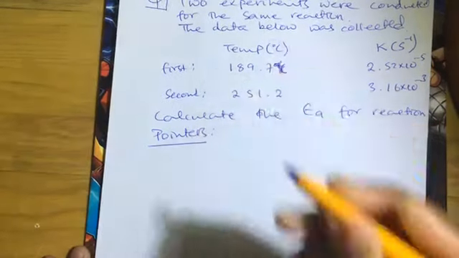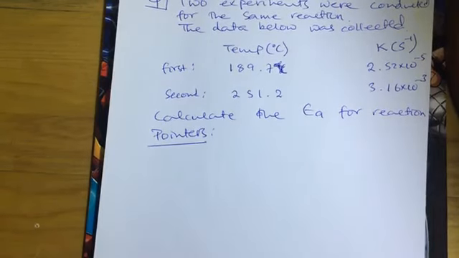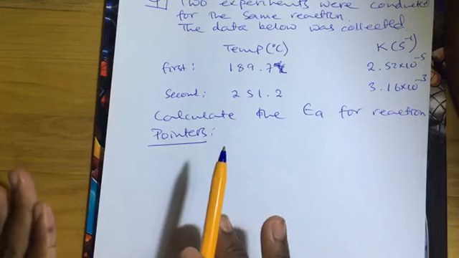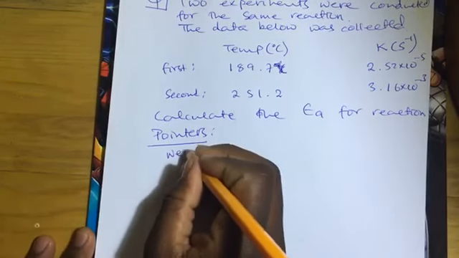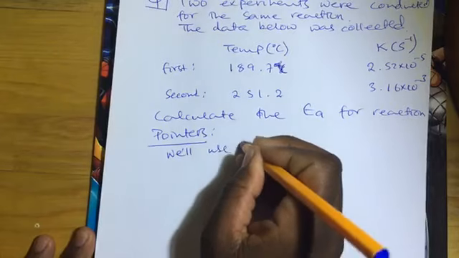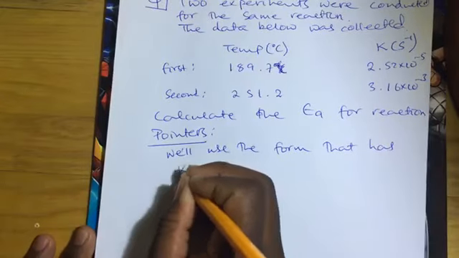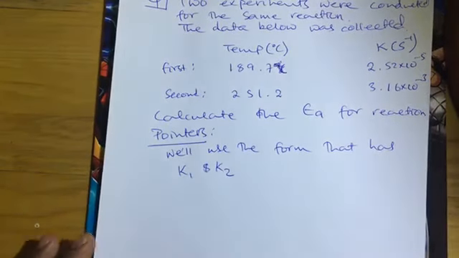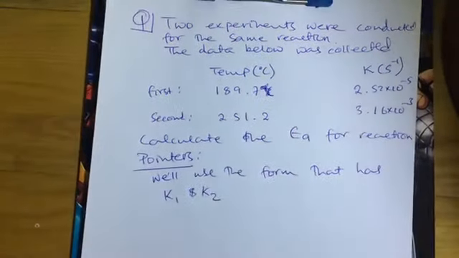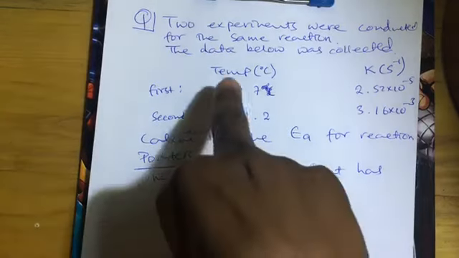Now, if you look at this question, what is the first problem that you can see? There's something that we've been given that can't go directly into the Arrhenius equation. By the way, we are comparing two reactions, so we'll use the form that has K1 and K2. What problem can you already see from this data that has been given? Temperature.